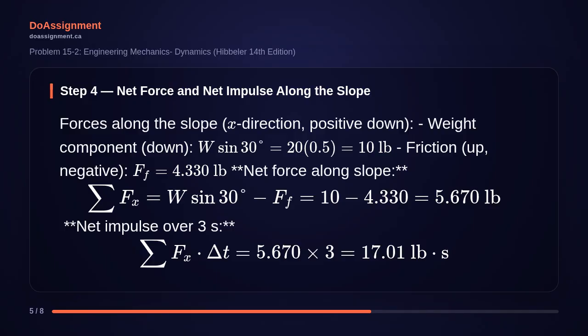The net force along the slope is the weight component pointing down the slope minus the friction force pointing up the slope. That is 10 minus 4.330, which equals 5.672 pounds. The net impulse is this net force multiplied by the time interval of 3 seconds, giving 17.1 pound-seconds.